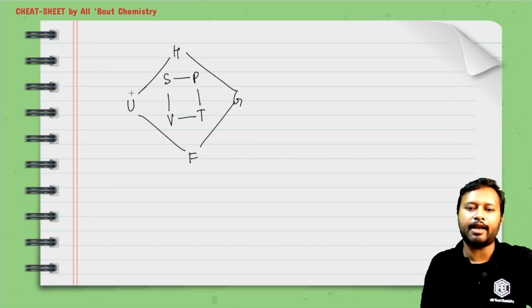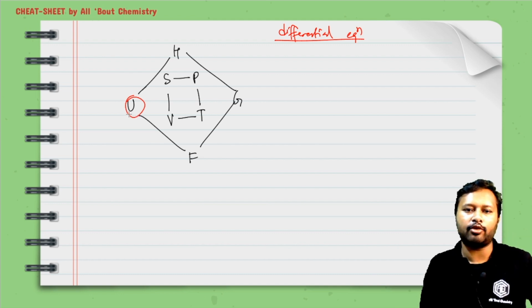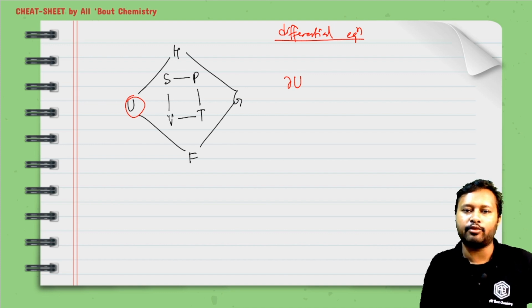Okay, so let's say that I want to find out the differential equation for internal energy. Whatever equation or whatever term you want to find out, you just circle that out first of all. That means I need to find out the equation corresponding to dU. Now from where you have to start? You have to start from the things which are in front of it. You don't have to start from S and V. You have to skip that and go to the next thing, that is T and P. So you have to start from T and P.